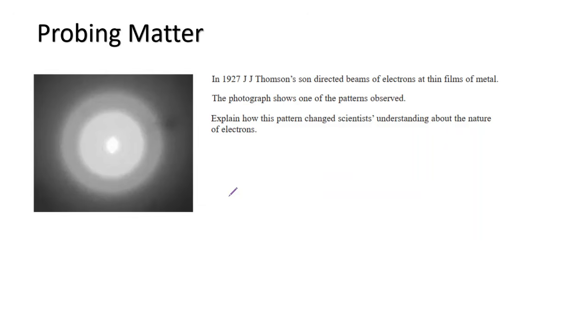Next we move on to particle physics. The very first part would be probing matter.